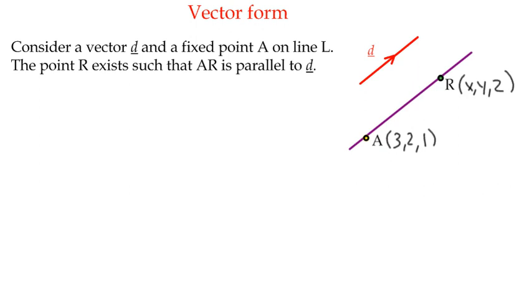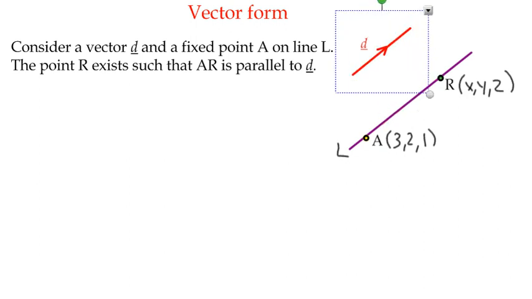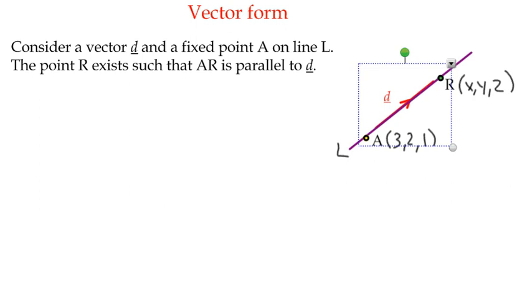Now say there's a line that goes through A and R, this purple line, line L, and if we know that there's a vector D which is parallel to line L, then effectively D represents the gradient of that line. We know that D is going to be a vector with instructions in 3 dimensions. It'll have an x and y and a z component to it. So effectively, vector D becomes the gradient instruction for line L and any other parallel line to it.